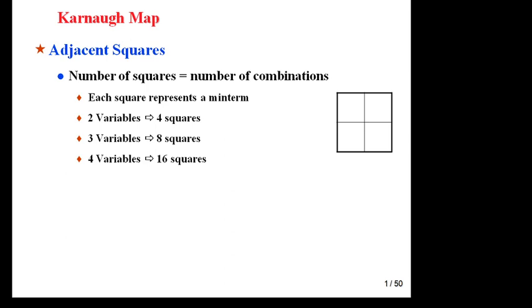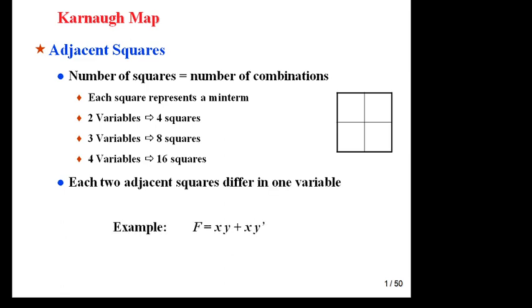Now, adjacent cells. What is the significance of adjacent cells? This is adjacent to this, this is adjacent to this, this is adjacent to this, and this is adjacent to this, but these two are not adjacent, as well as these two are not adjacent. How will you define an adjacent cell? In case of adjacent cells or adjacent squares, only one variable changes at a time.